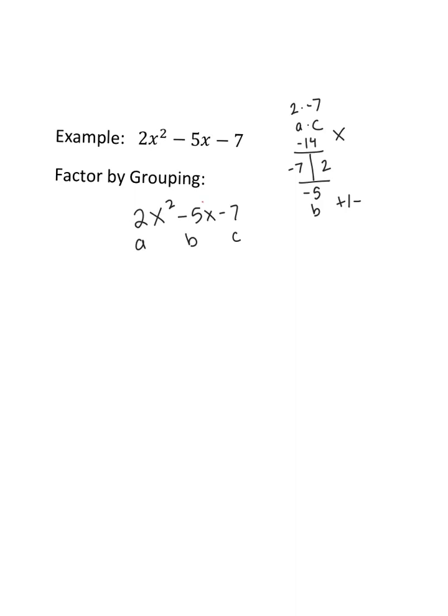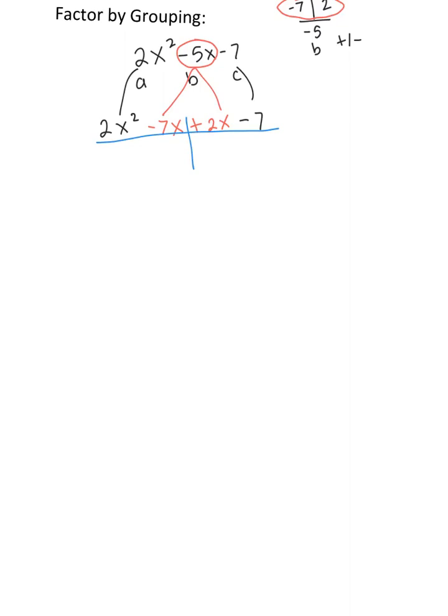So I'm going to replace this middle term, and I'm going to break it out into the 2 terms that were in the I. So I have -7x plus 2x, and then I'm just going to bring down the 2x squared and the -7. Then you're going to split this off into 2 separate groups, and you're going to take out the GCF on both sides. So between 2x squared and -7x, I can't evenly divide a 2 out of both of them. The only thing that evenly divides out of both is a single x.